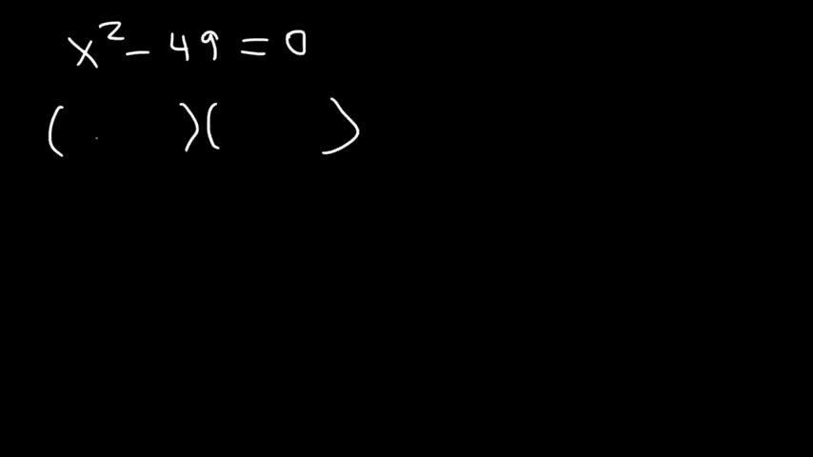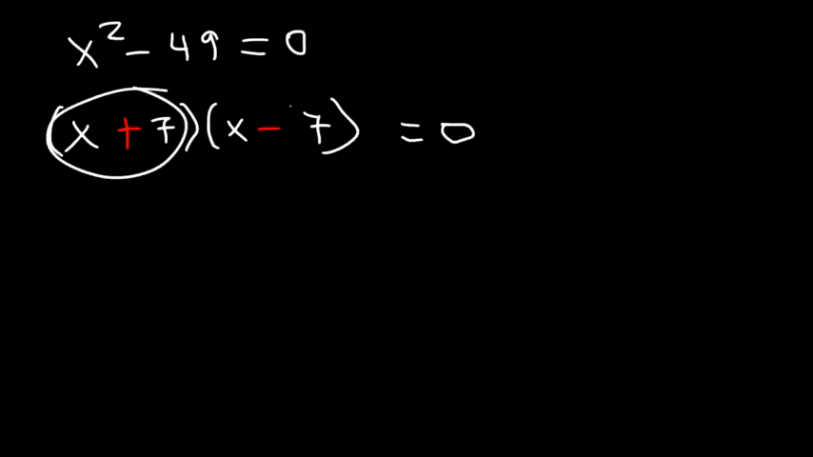In this lesson, we're going to talk about solving quadratic equations by factoring. So let's start with this example. x squared minus 49 is equal to 0. You can use the difference of perfect squares technique for this one. The square root of x squared is x. The square root of 49 is 7. So it's going to be x plus 7 and x minus 7.